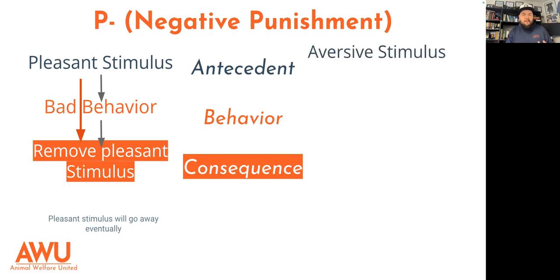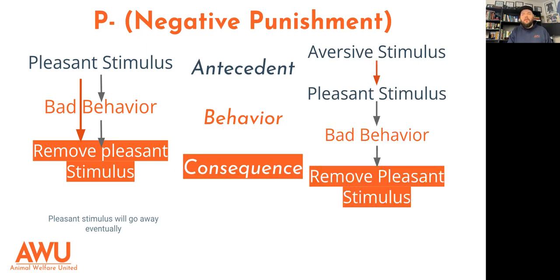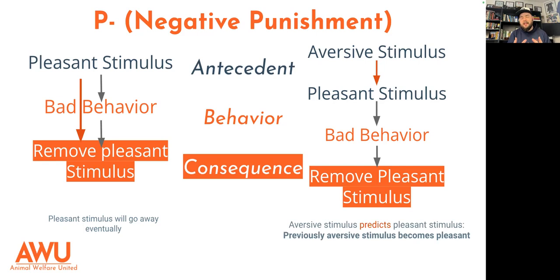What if I have an aversive stimulus? Well, if I have an aversive stimulus, I've got to have something good to take away, right? So I have an aversive stimulus. I start applying a pleasant stimulus. I get bad behavior. I remove that pleasant stimulus. What happens up at the top there? That aversive stimulus, regardless of your behavior, predicts a pleasant stimulus. Over time, the dog might start associating that aversive stimulus with the pleasant stimulus that it's predicting. So the previously aversive stimulus, the thing that my dog thought they didn't like, becomes a little bit less aversive.